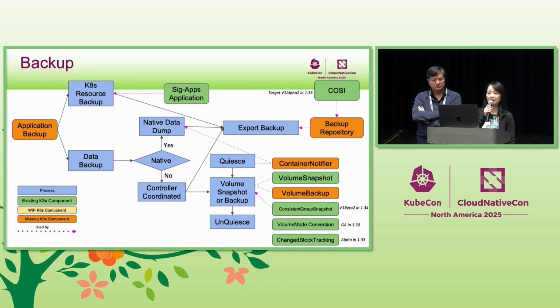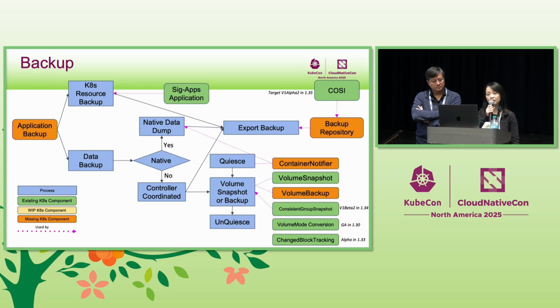For the volume backup, there are two approaches. We can either use the native data dump, such as MySQL dump, or we could use a controller-coordinated approach to take a volume snapshot. To ensure application consistency, we need to quiesce the application before taking the snapshot and unquiesce afterwards. Both the Kubernetes metadata and volume data need to be exported to a backup repository. A backup repository is a location or repo to store your data and metadata.